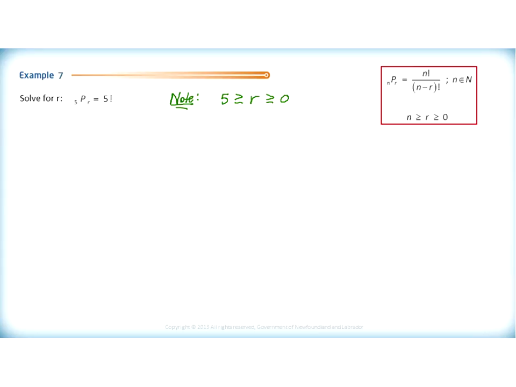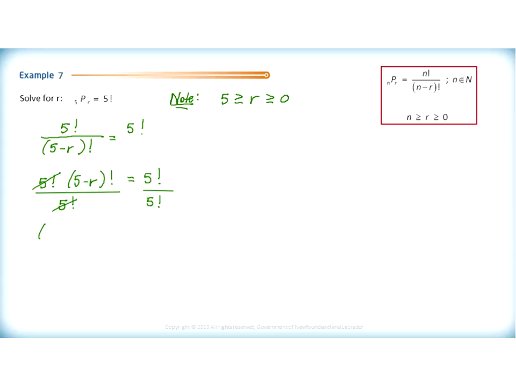So if we look at this example and we change the left-hand side to factorial notation, we will have 5 factorial divided by 5 minus r factorial to equal 5 factorial. When we cross multiply, you have 5 factorial times 5 minus r factorial equals 5 factorial. So now what we're going to do is to divide both sides of the equation by 5 factorial. We could do this because there are no variables in the denominator.